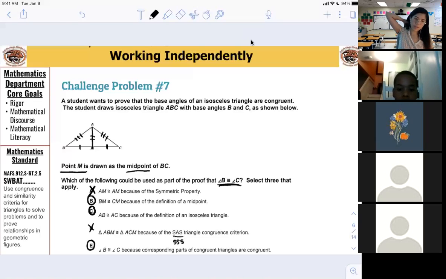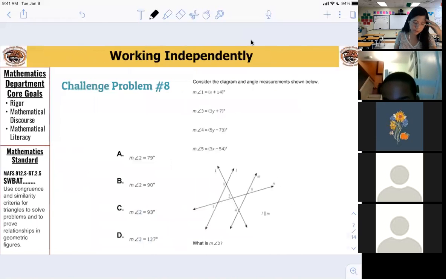Any questions on this? The only reason A and C were wrong was because they used the wrong keyword, right? So in this one, it should have been reflexive. And then in answer choice D, it should have been SSS. All right.